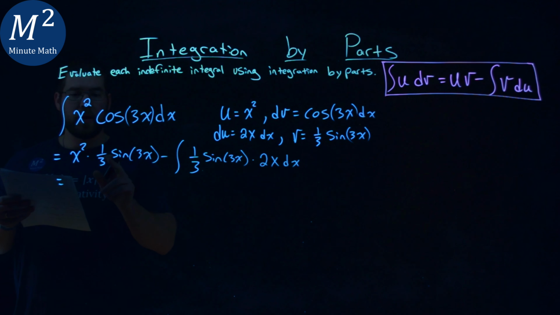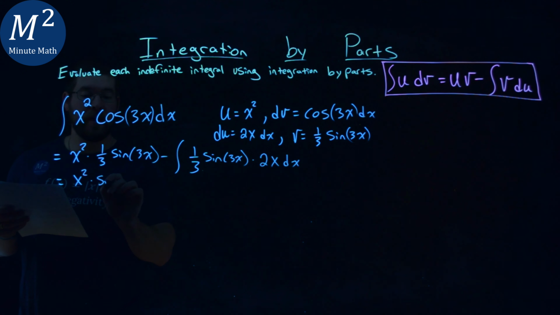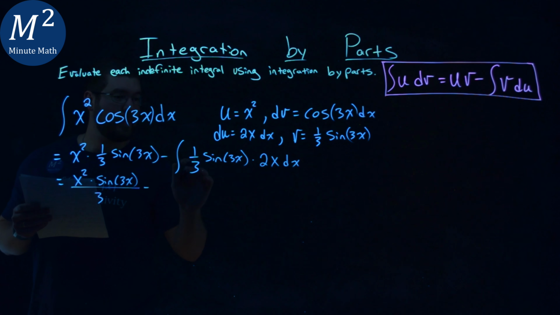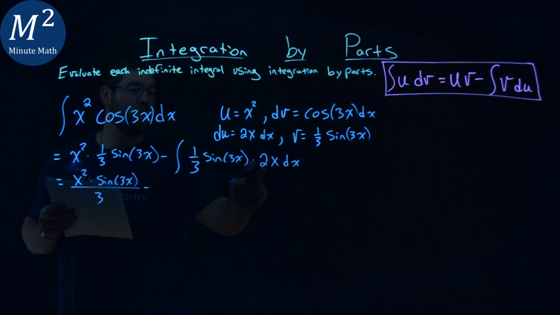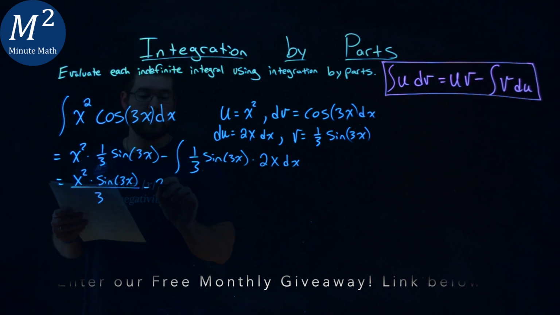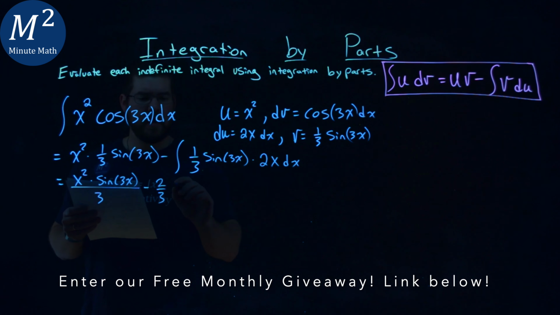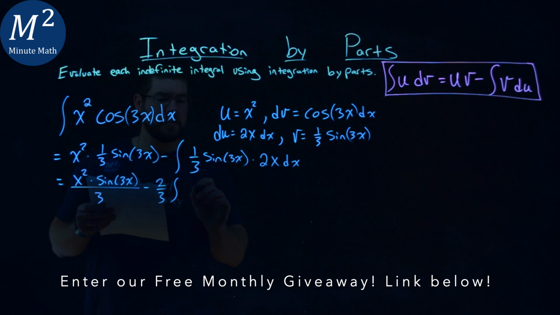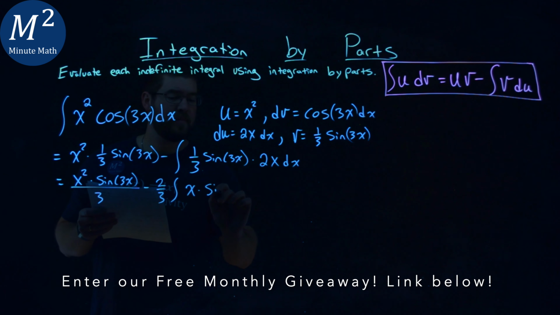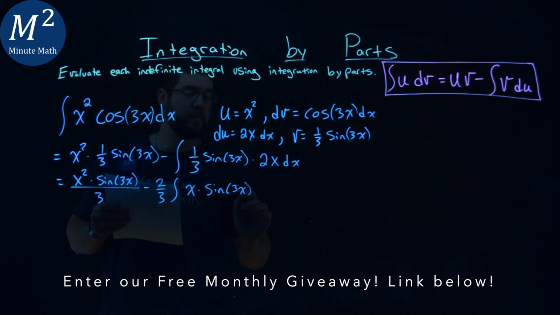Simplifying it out, we're going to pull out, or combine this to be a fraction, so we have x squared times the sine of 3x here, over 3, minus, I'm going to pull out that 1/3, or actually 2/3, right? The 2 here and the 1/3, so we have a 2/3, comes out, let's pull out the constants, and we're left with, again, kind of rearranging this, an x times the sine of 3x dx.